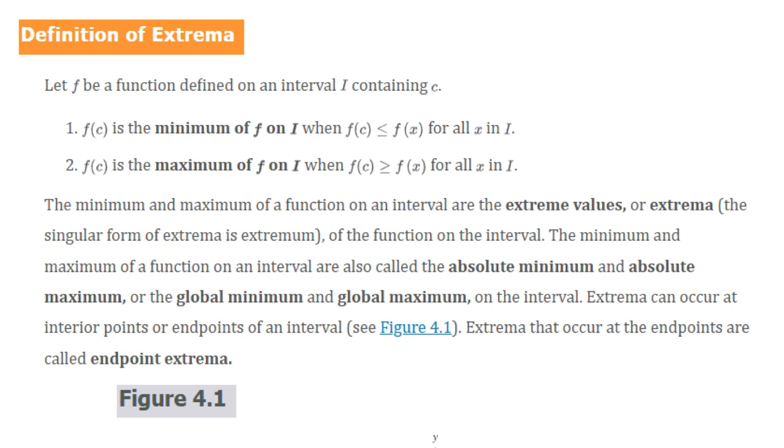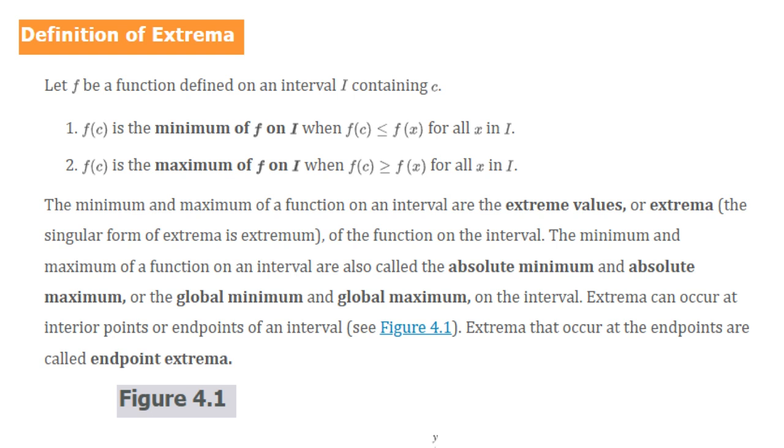F of c, which is the function value when x is c, is the maximum of your function on the interval when f of c is greater than or equal to f of x for all the other x's in your interval. The minimum and maximum of a function on an interval are the extreme values, or extrema.